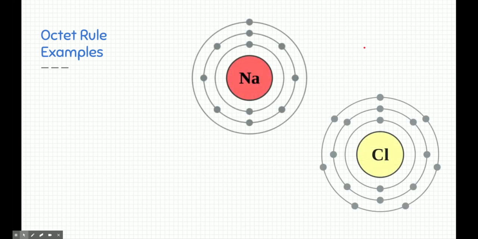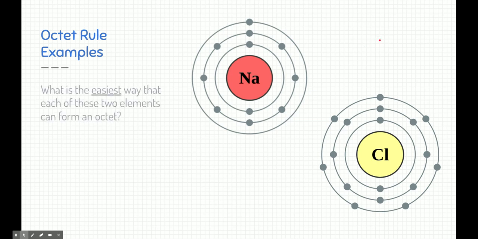Here's sodium and here's chlorine, two different elements from two different sides of the periodic table. If you think about a lot of the reason of the periodic table and families and electronegativity, you might understand a little bit about how this is going to work. What's the easiest way each of these two elements can form an octet? We'll take a look at sodium and take a look at chlorine.